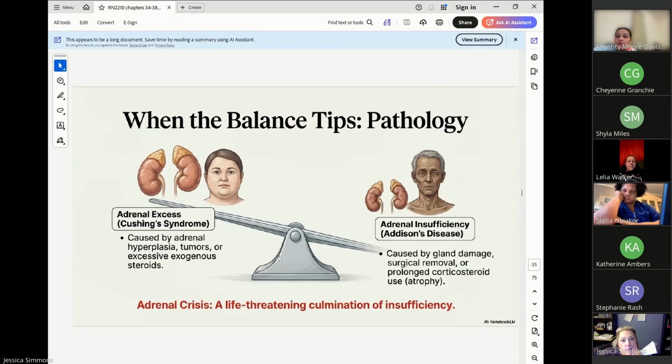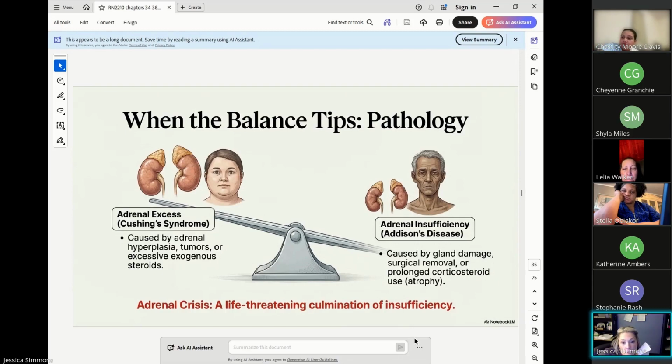So this is a good depiction of Cushing's versus Addison's. Cushing's, that round moon face, is caused by excessive steroids. And with adrenal insufficiency, you can tell that the skin looks bronzed. Remember we talked about that?